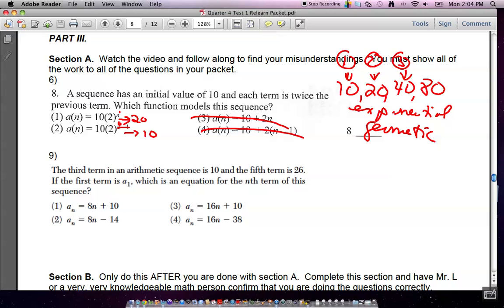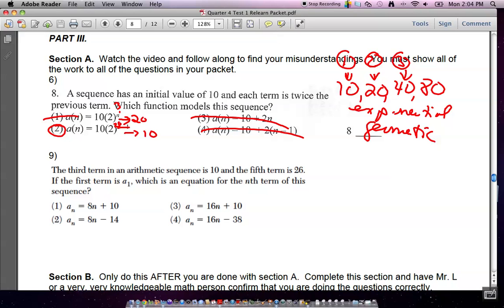Let's see if it works for the third term. Over here, if I plug in a 3, 2 to the third is 8. 8 times 10 is 80. This says 40. That's not going to work. But if I plug in a 3 here, 3 minus 1 is 2. 2 squared is 4. 4 times 10 is 40. So without a doubt, choice 2 is the correct choice.